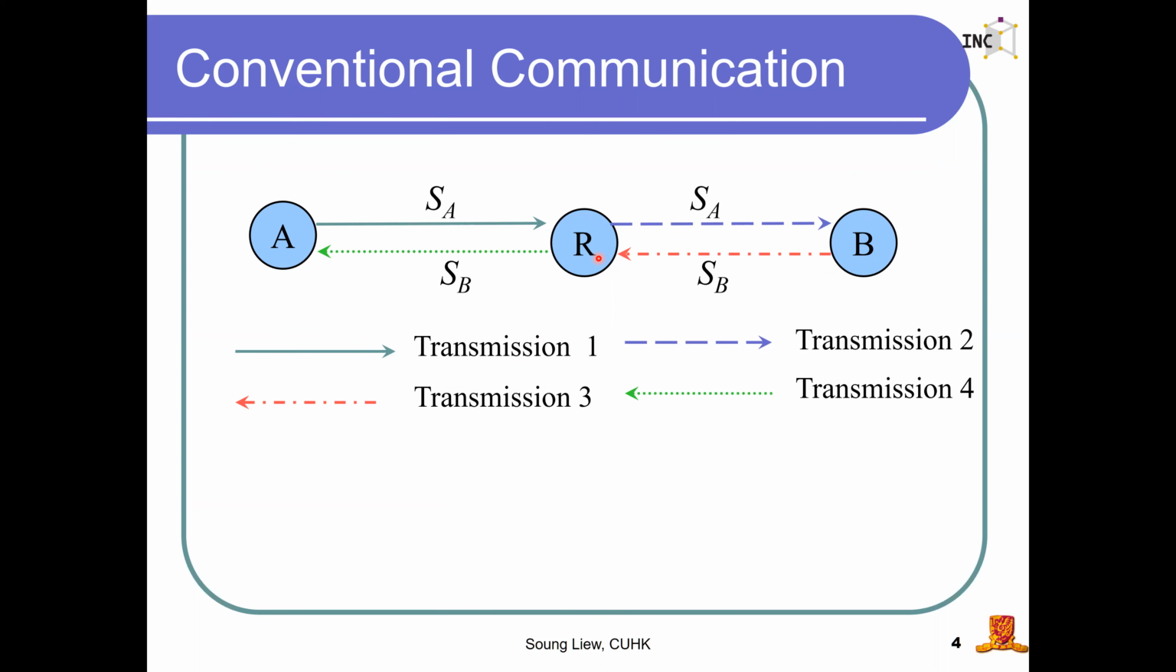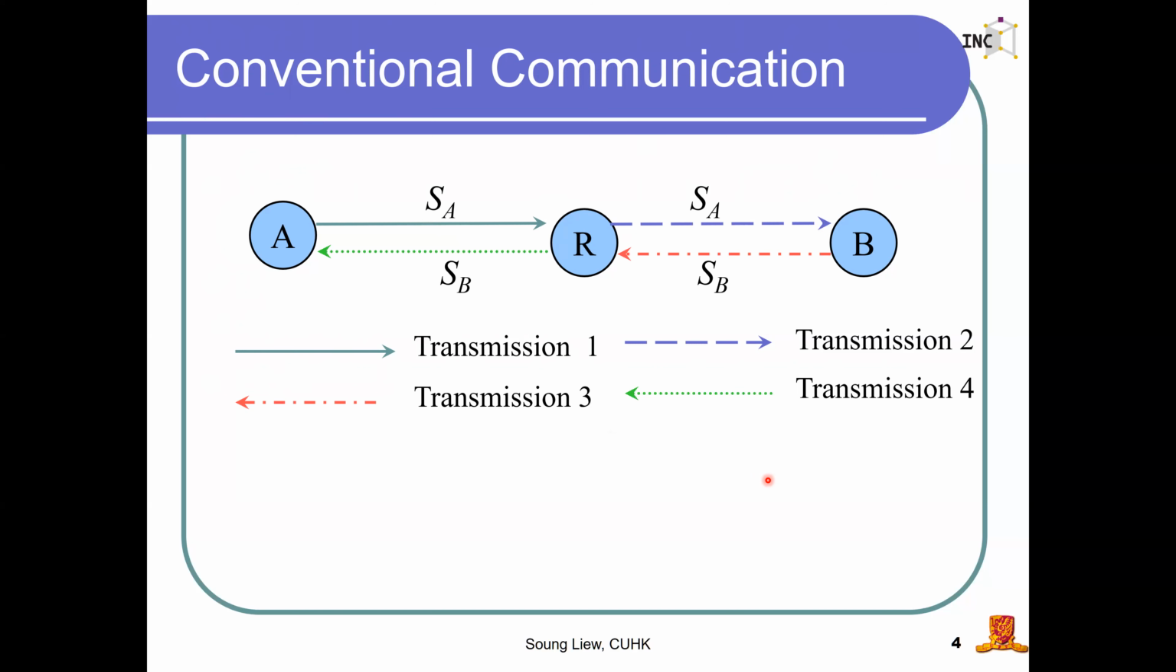Can we do better? Well, if A and B were very close to each other, then they would not need a relay. A can send SA directly to B, and B can send SB directly to A. Altogether, you only need 2 transmissions. But now they are out of range of each other, so they have to go through the relay. Can we still do it with only 2 transmissions in order to exchange these 2 messages?